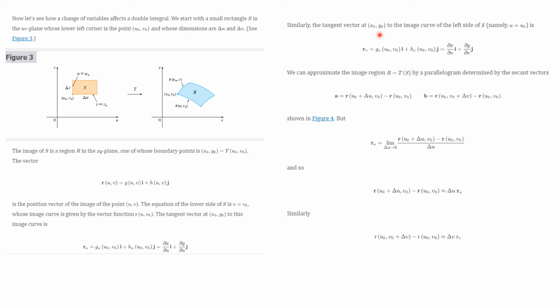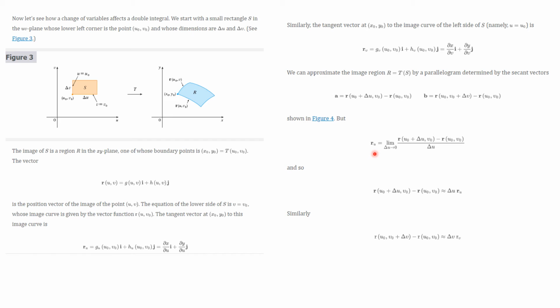Similarly, the tangent vector at (x0, y0) of the image curve at the left side is given by the partial of x with respect to v in the i direction and the partial of y with respect to v in the j direction. Now we can approximate R by a parallelogram where we have two side vectors, a and b, shown here. Those are going to be approximations. I'll show you a picture of that in a minute.